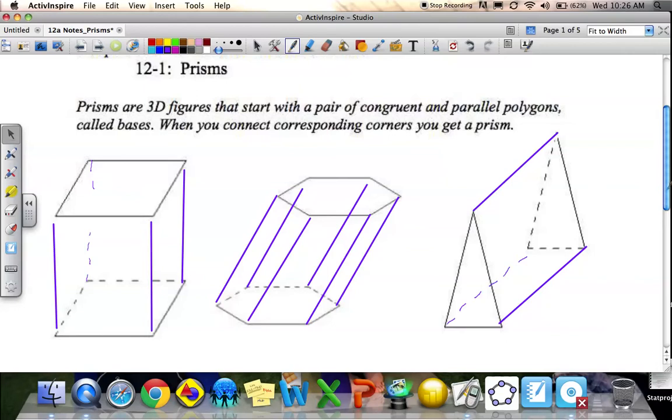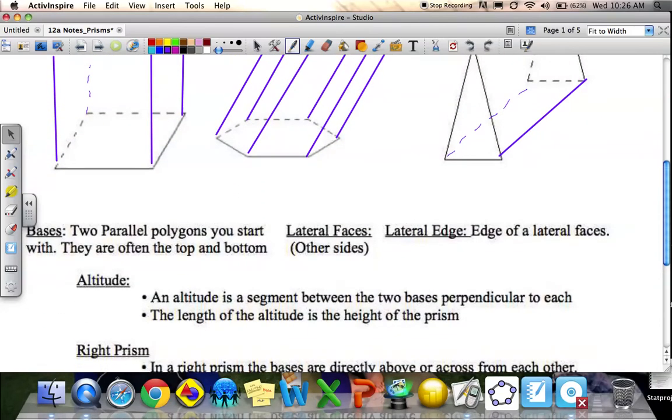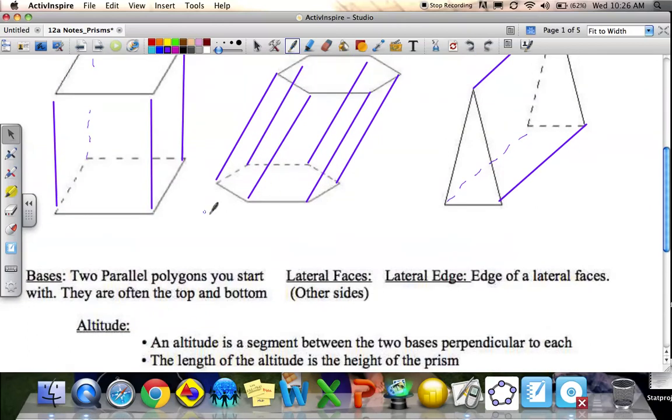Okay. So some definitions that go along are that the two parallel polygons are the bases. Often they're top and bottom, but they may not be. For in this example over here, the bases are not top and bottom, but they're on the sides of the drawing. Those are the bases. Lateral faces are the other sides, not the top and bottom or the bases, but the other sides. So for this third example, there are three lateral faces. There's the bottom one, the one on the right side here, and the one on the left side, which would be in the back of the drawing.